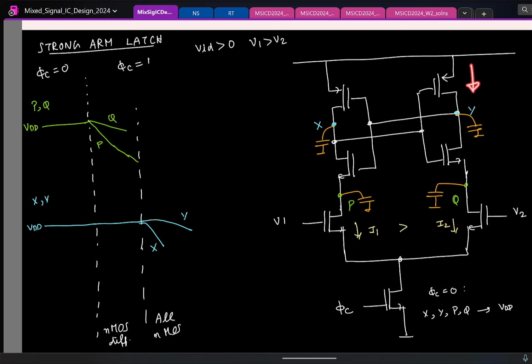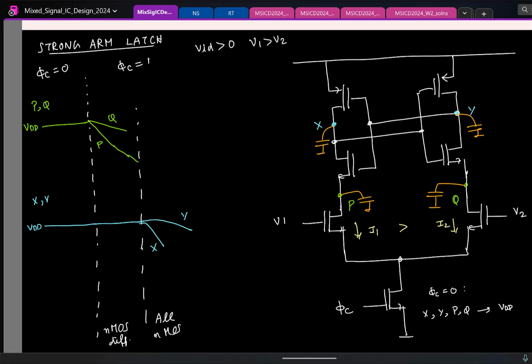If X is dropping faster, gate voltage of this PMOS is dropping faster. What can you say about the current pushed here? The gate of the PMOS is decreasing. So the current in the PMOS transistor will start to increase. So which means we will be pushing in more and more current into that node. Vy will start to increase.